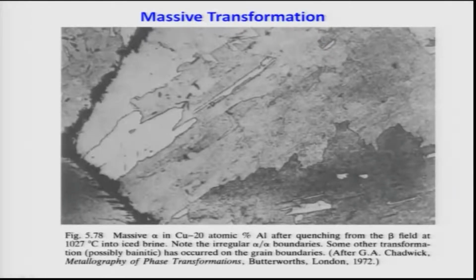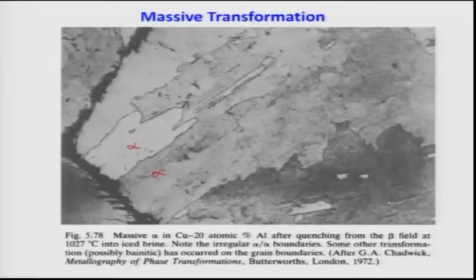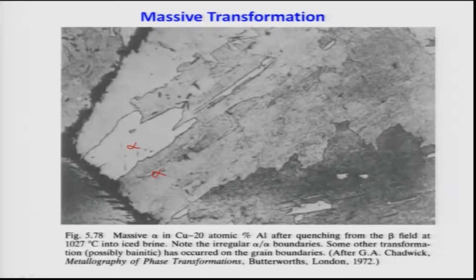Note the irregular alpha-alpha boundaries; between alpha and alpha there are irregular boundaries. This is a characteristic feature of massive transformations. Whenever you see a microstructure which shows this kind of irregular morphologies or irregular interfaces between these phases, then you can think of similarities to massive transformations. Some of the other transformation products are possible; bainite has occurred on the grain boundaries. You can see here, this is the bainite that has formed at the grain boundaries, but the main thing is that the alpha M, or the massive alpha, has started nucleating, and you see the interface here, it is jagged, it is basically a rough interface, it is not smooth.